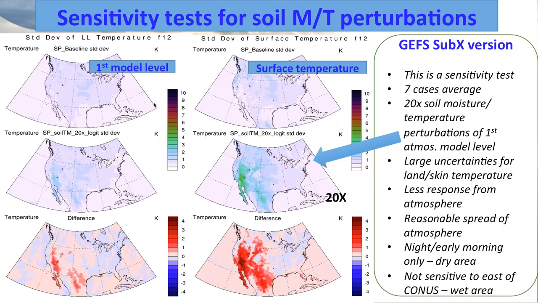I show you an example over here. For example, land over here, okay? The left is the model low level. The right part is the top of the soil. We perturbed the soil 20 times, a sensitivity test for a week, to see what the atmosphere response to this is. The temperature difference to the bottom, you will see a large difference for land and soil. But the model response is much less, okay? It does not respond to that. I don't know how to transform it. Even if you have a larger perturbation for soil, how does the atmosphere respond? This is challenging to us, okay?